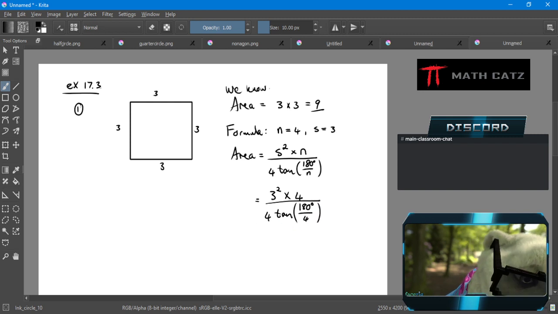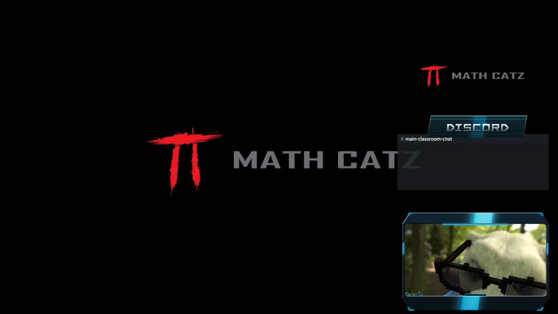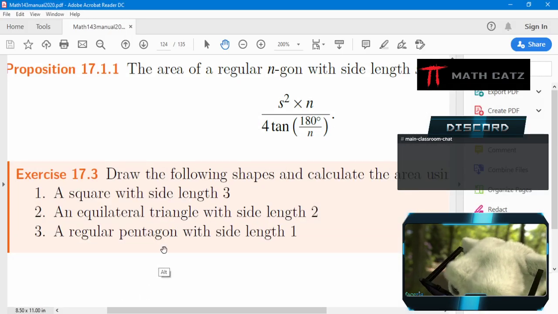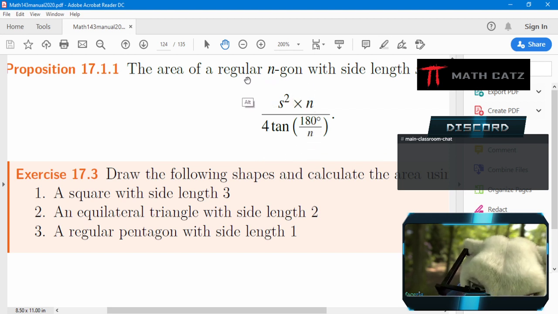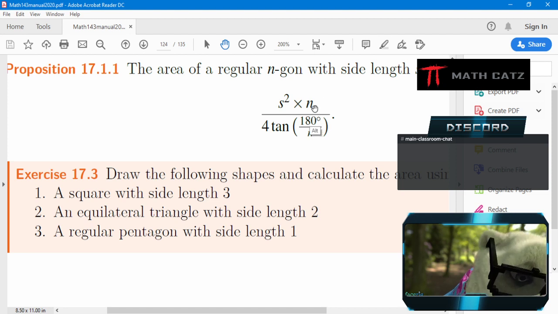So the 4 in front of the tan is always a 4. Oh, come on, where is this page? This is always a 4. N, the number of sides of the regular polygon, happens to be a 4 in the case of a square as well.